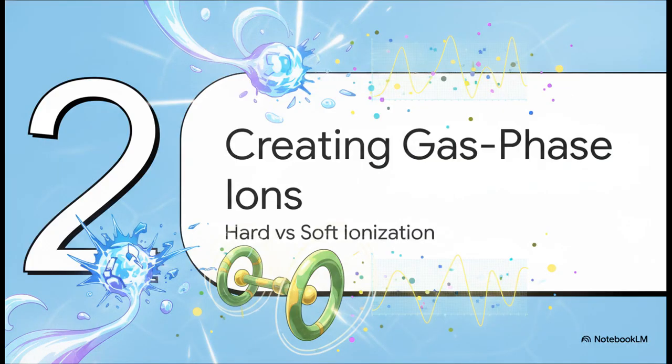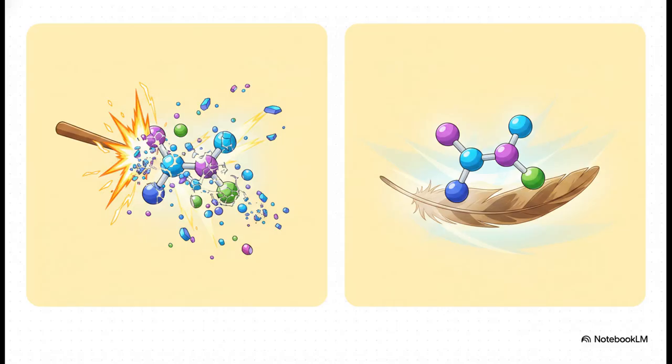Moving right along to section 2, creating gas phase ions, specifically looking at hard versus soft ionization. We basically have 2 main schools of thought here when it comes to ionization. On one hand, we have hard ionization, like electron impact, or EI. This method shoots a beam of high-energy electrons, usually around 70 electron volts, straight at the vaporized molecules. It is literally like smashing a Lego castle with a hammer. It knocks electrons off and causes extensive, sometimes violent fragmentation.